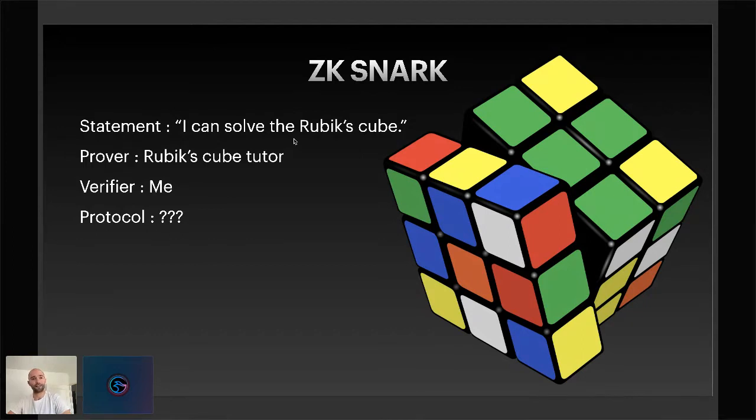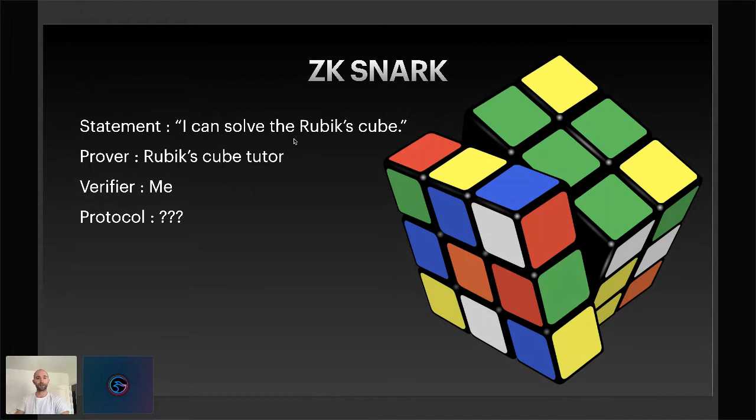The other thing that ZK SNARKs have is two parties, prover and verifier. The prover is always someone who's trying to prove the statement. So in this case, it's a Rubik's Cube tutor who wants to convince me that they can solve the Rubik's Cube. And the verifier would be me. That would be the person who's trying to be convinced, or to check whether the proof is convincing, right? And then there's also a protocol. A protocol is just some sequence of steps that the prover uses to create their proof, and a sequence of steps that the verifier uses to check that proof and decide whether or not it's valid.